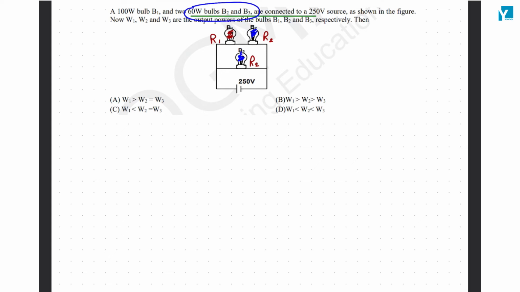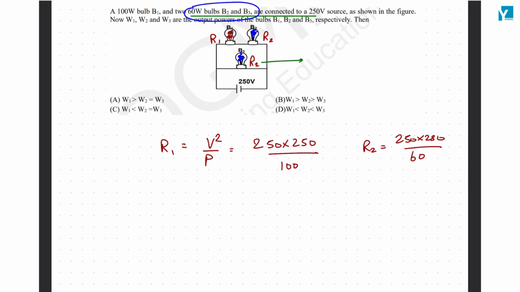First of all, we'll have to find the resistance R1. R1 is going to be equal to V square upon P, which is equal to 250 into 250 upon 100. Let's just keep it this way and not solve it further. R2 can be found out in a similar fashion, 250 into 250 upon 60. Alright, we keep it just like this.